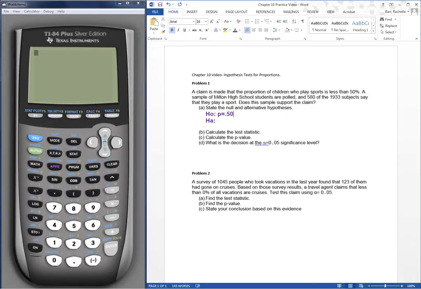And the alternative is the one we're going to look to either prove or deny, and that's that I really think it's less than 50%. That's what the claim is. They think it's smaller. Okay.